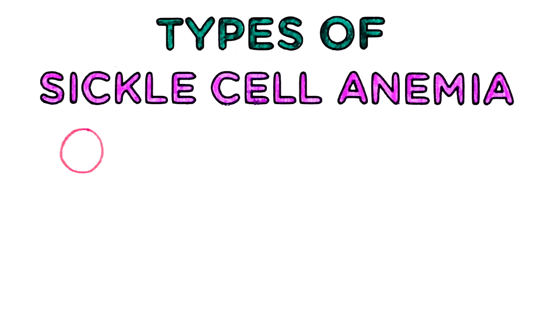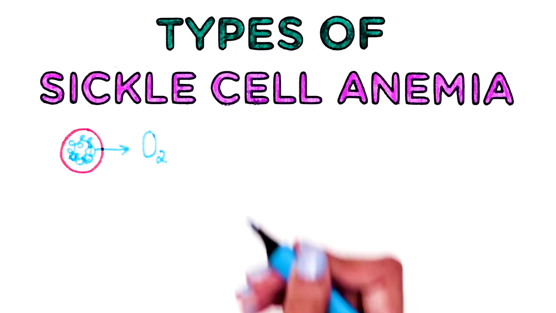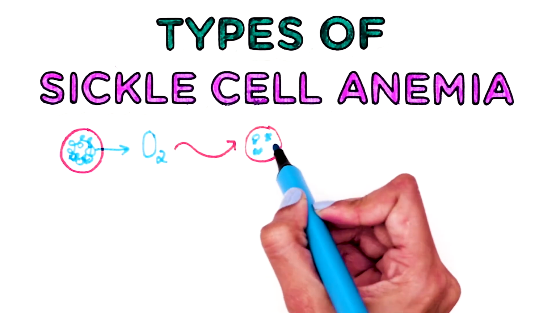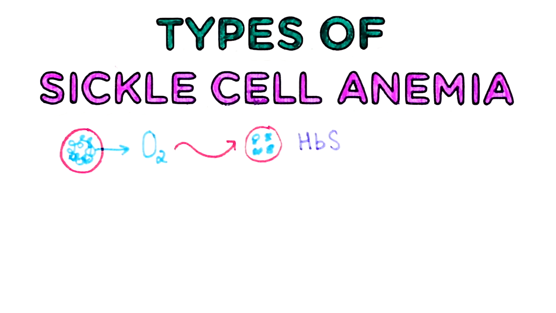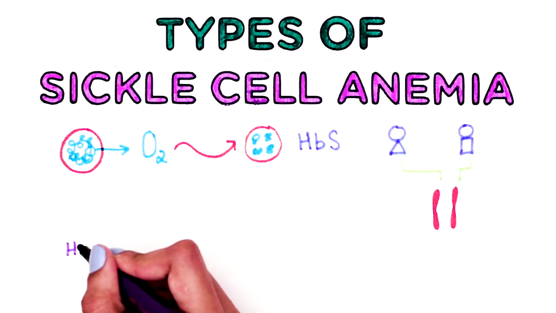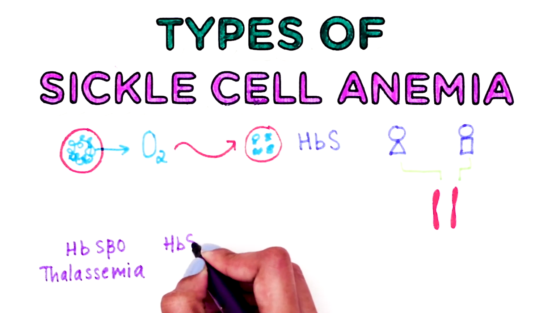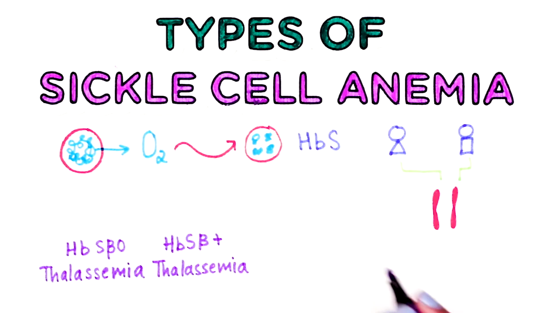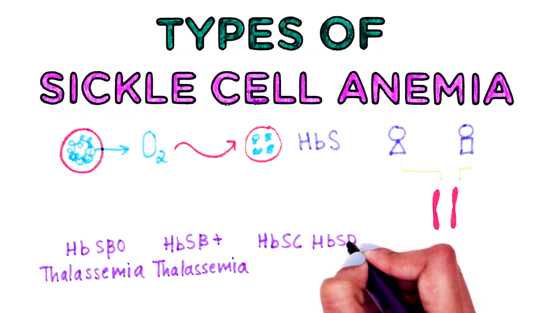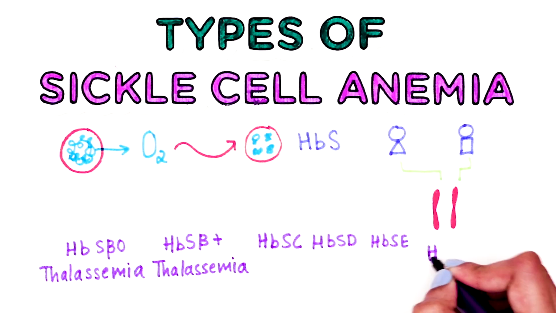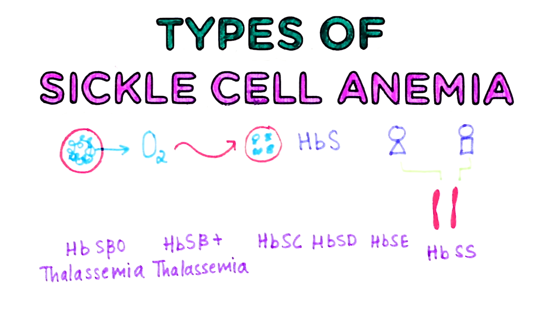Hemoglobin is a protein in red blood cells that carries oxygen throughout the body. People who have sickle cell disease have abnormal hemoglobin in their red blood cells, where they inherit two abnormal hemoglobin genes, one from each parent. The types of sickle cell disease are hemoglobin S beta 0 thalassemia, hemoglobin S beta plus thalassemia, hemoglobin SC, hemoglobin SD, hemoglobin SE, and hemoglobin SS.